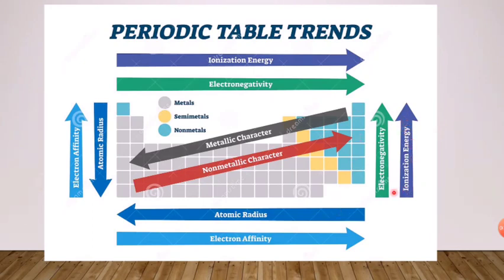And metallic character is higher here and lower here, and metallic character decreases from left to right in a period.